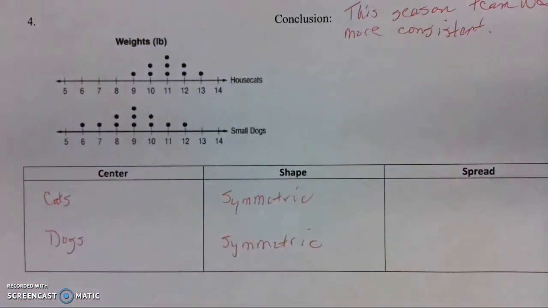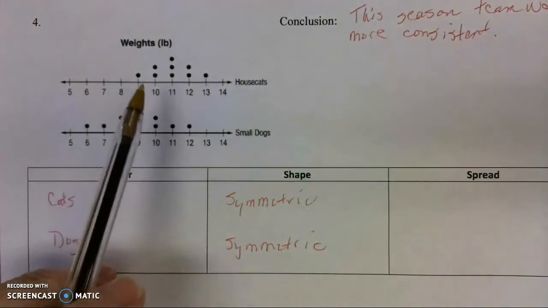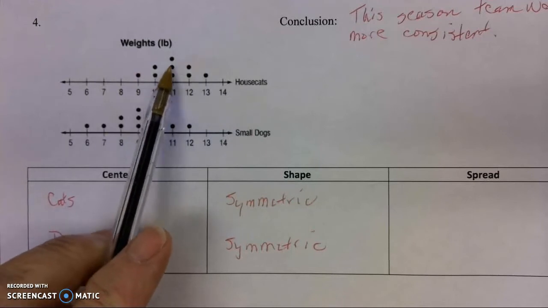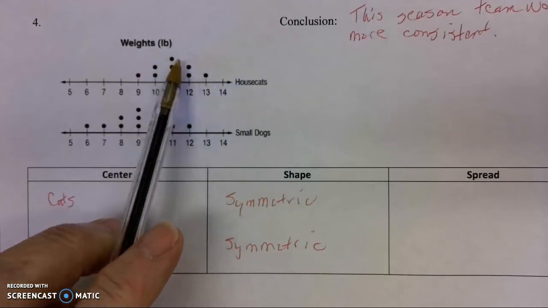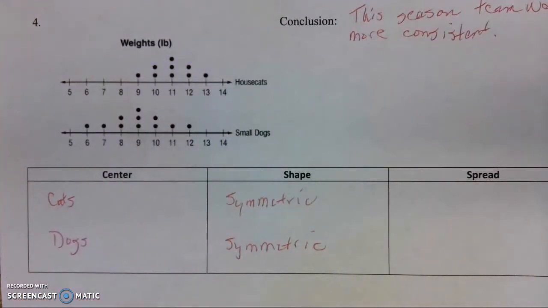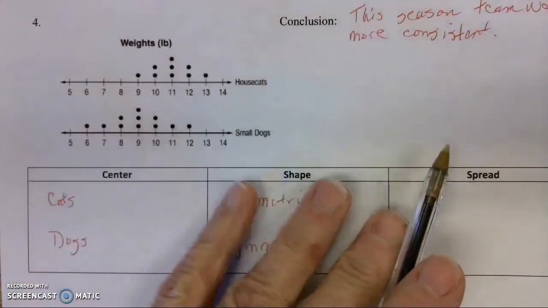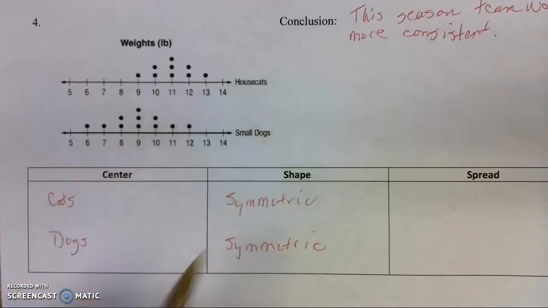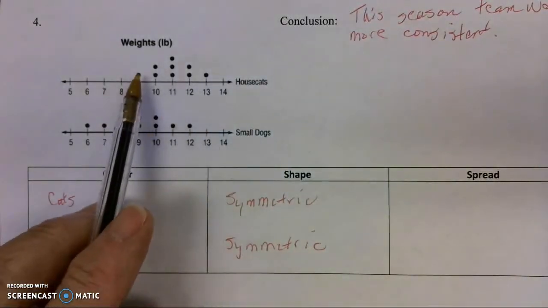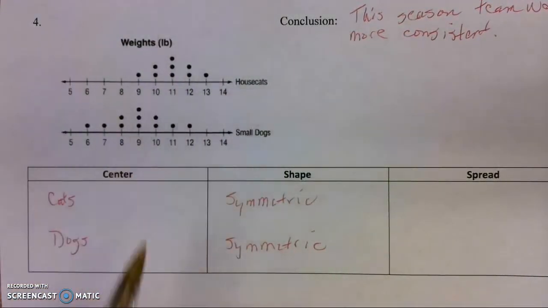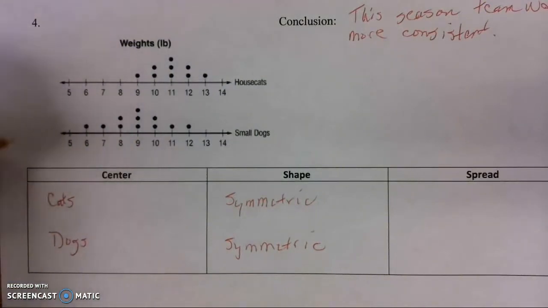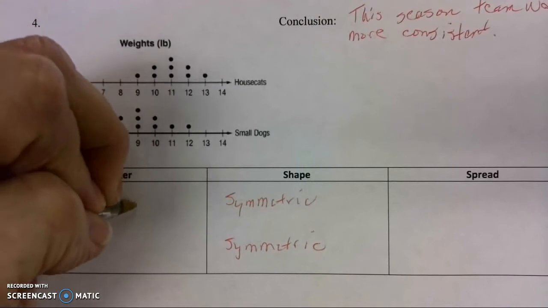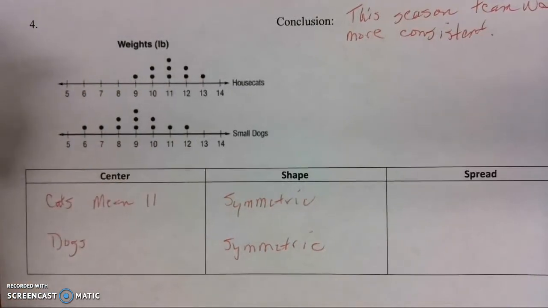Now, remember, anytime you have a dot plot, you have to go through and make sure that you add 9 plus 10 plus 10 plus 11 plus 11 plus 11 plus 12 plus 12 plus 13. When I add up all those numbers, I am going to get 99. There were 9 house cats, so I'm going to divide that by 9, and I'm going to see that my mean is going to be 11 pounds.